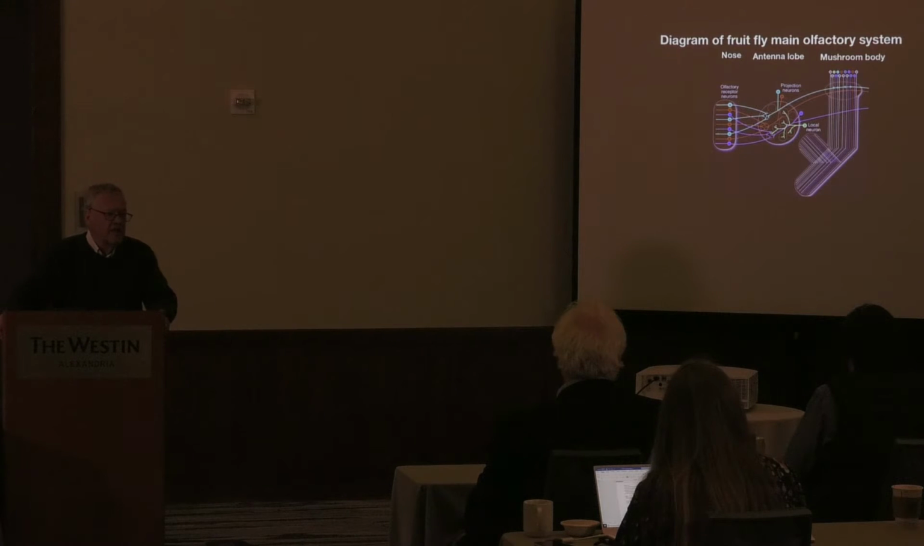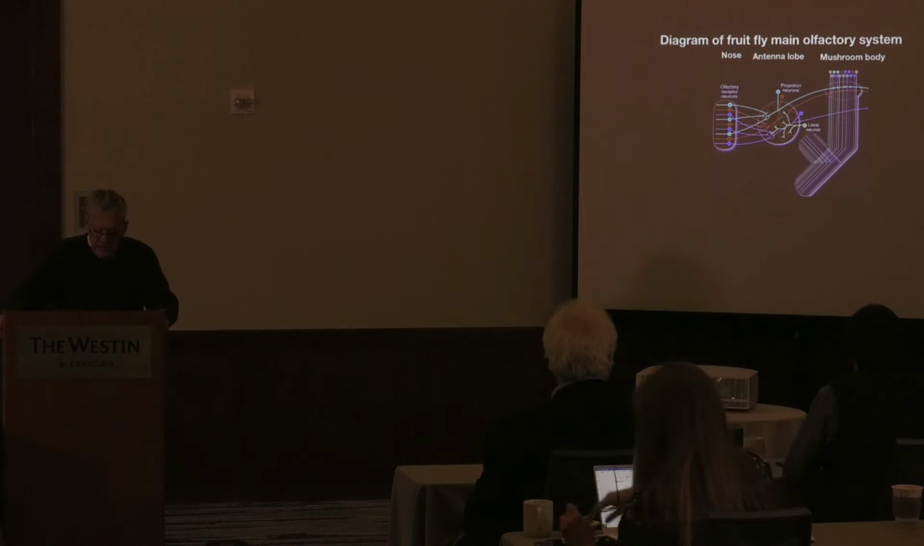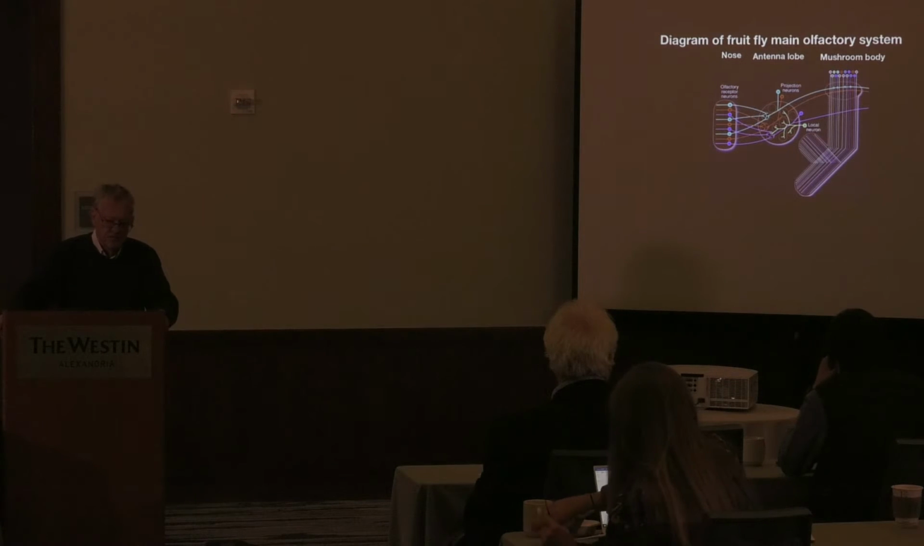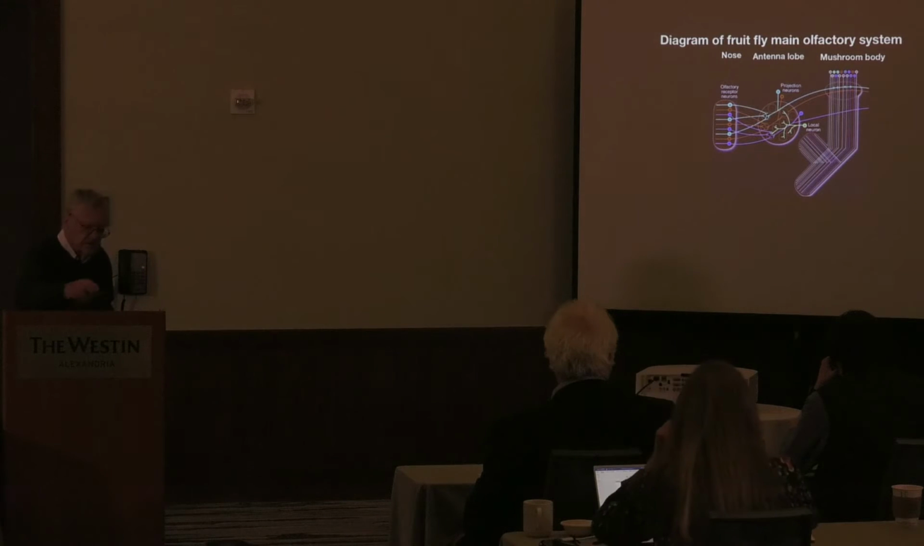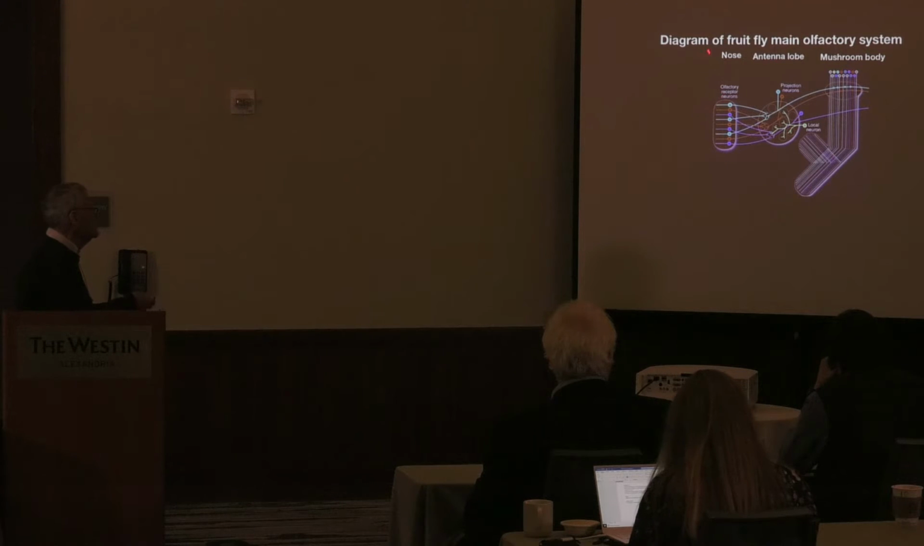But there are several areas that don't work that way, and I'm going to talk about two of those areas now. The first area is the fruit fly olfactory system. The fruit fly olfactory system has three main stages. The nose is here. Then there are neurons in the nose, the olfactory neurons, that send axons into a second structure called the antennal lobe.